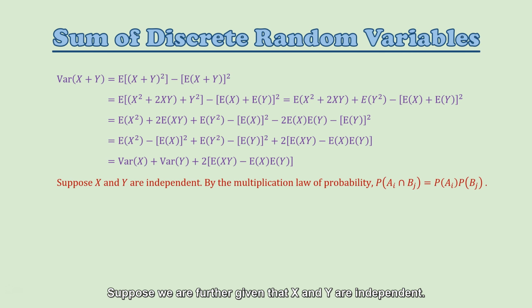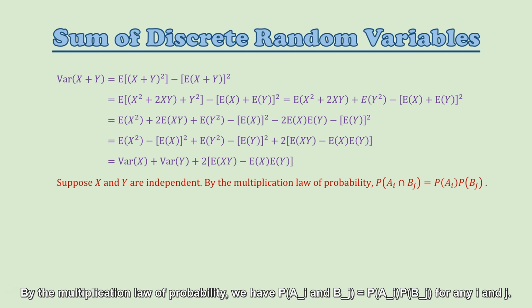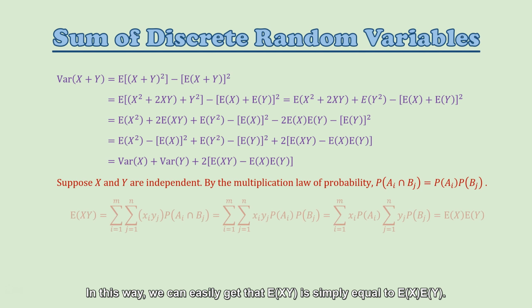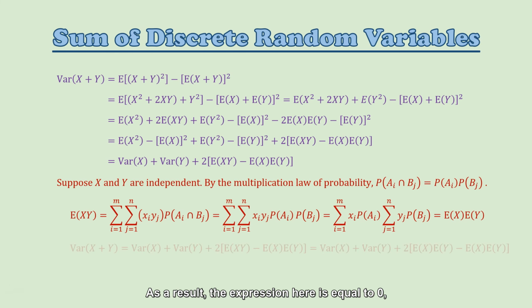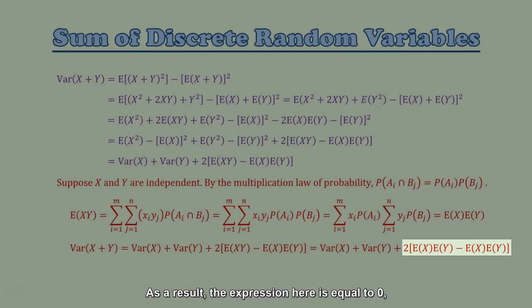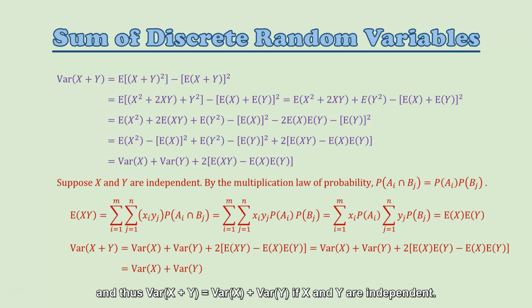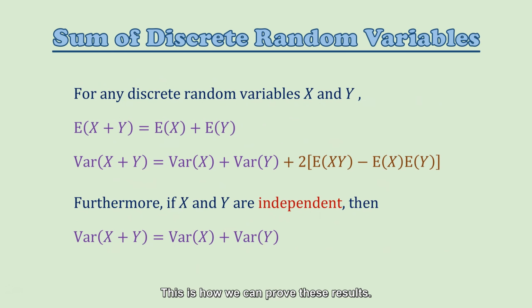Suppose we are further given that X and Y are independent. By the multiplication law of probability, we have the probability of Ai and Bj is equal to the probability of Ai times the probability of Bj for any i and j. In this way, we can easily get that the expectation of XY is simply equal to the expectation of X times the expectation of Y. As a result, the expression here is equal to 0. And thus the variance of X plus Y is equal to the variance of X plus the variance of Y if X and Y are independent. This is how we can prove these results.